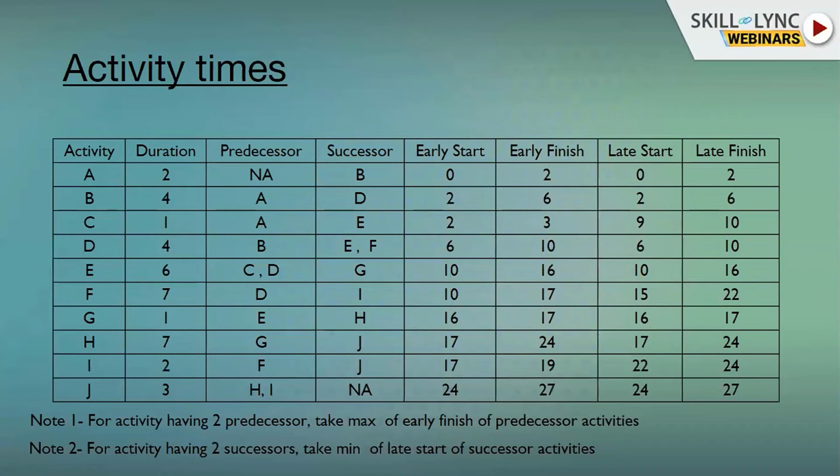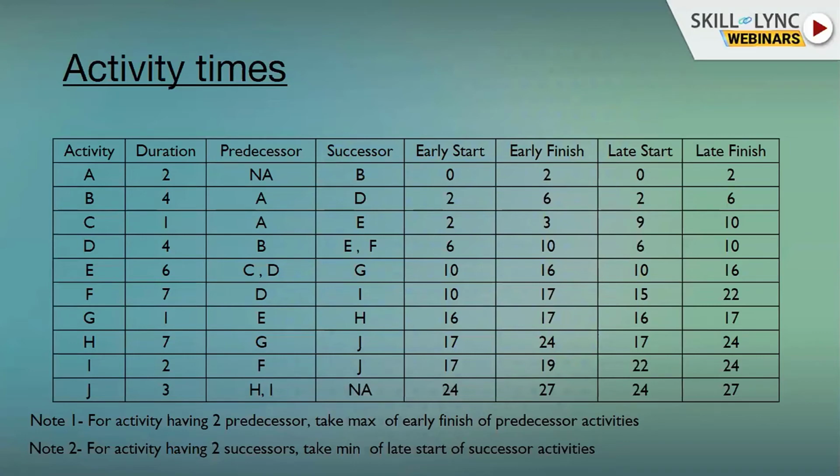Now I have summarized all the activity times for you. I have taken the example from, I have continued from the previous example. Say activity A duration was 2 days, early start would be zero as it is the start of the activities. Adding on the duration, we'll be getting early finish as 2 days.